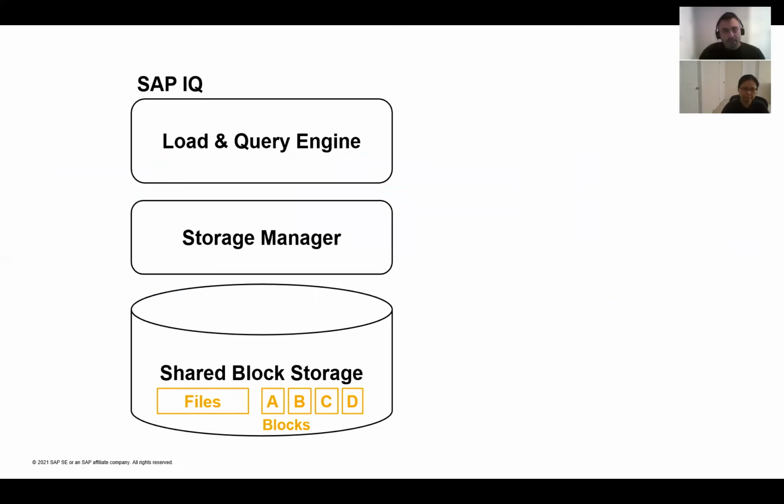So let's take a look at an overall architecture of IQ. At the top, we have a load and a query engine, which sits on top of a storage manager. And the storage manager manages the store on a shared block storage device. On the shared block storage device, we store files, which are a collection of blocks.